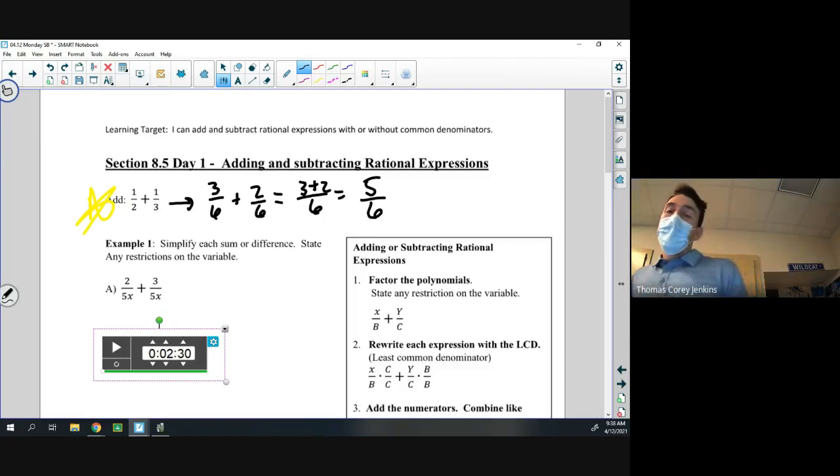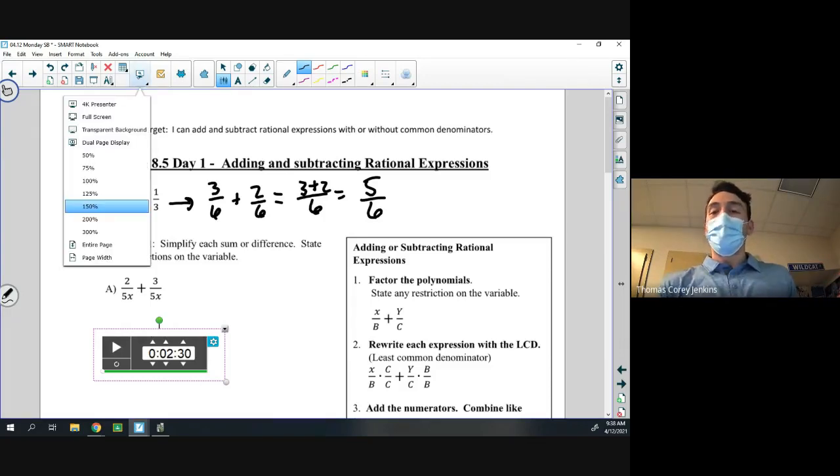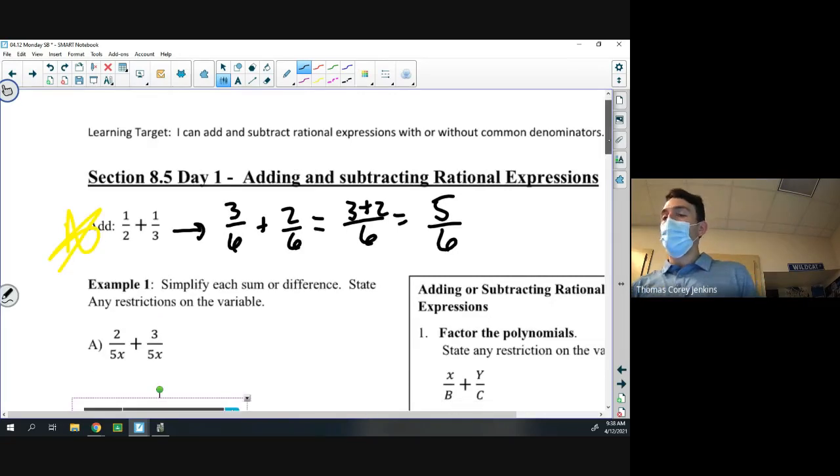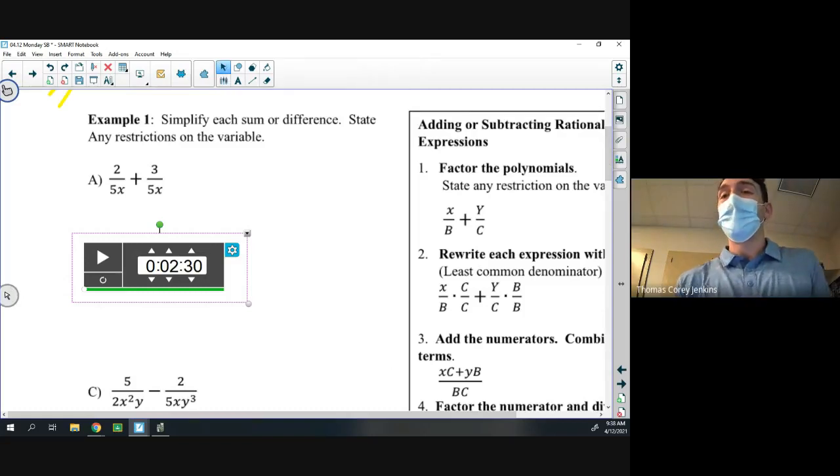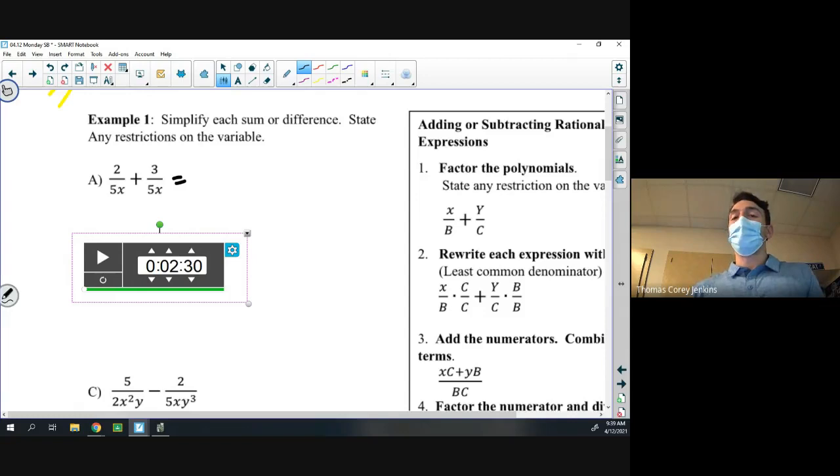Okay. All right, so on example 1A, this would be an example of one that we might consider a layup, because you already have a common denominator, right? So if we already have a common denominator, all we do is add numerators, right? So it's 2/5x plus 3/5x.